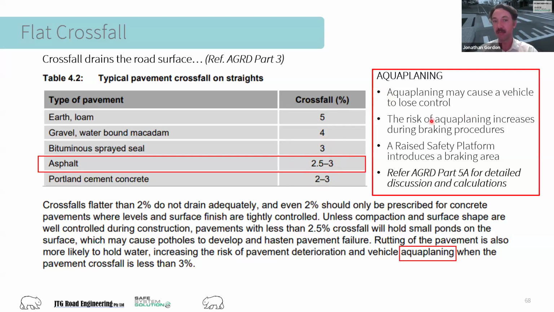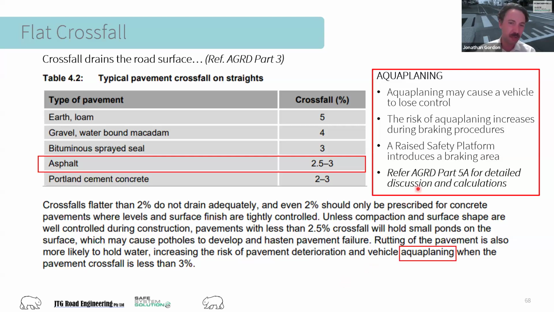Because aquaplaning, sure, loss of control, but it increases the risk of aquaplaning when we're braking. And we're introducing a race safety platform that requires braking, or we might be introducing that into an environment that then increases aquaplaning risks. I'm not saying that if you're out there validating a site that your project doesn't work. I'm saying that you might need to have a think about changing crossfall, at least in that final approach and departure from our race safety platform to minimise aquaplaning risks.